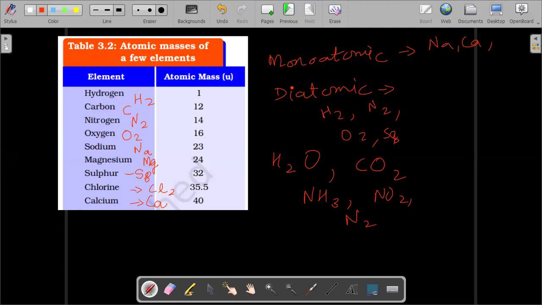Sir, I have a doubt. Can you just give me a definition of suspension and colloids? I'll just share it in the group. Yes, sir. Thank you, sir. Okay, bye.